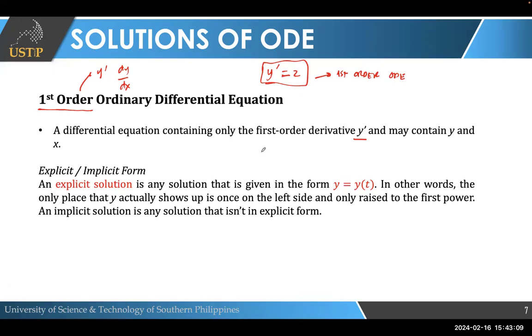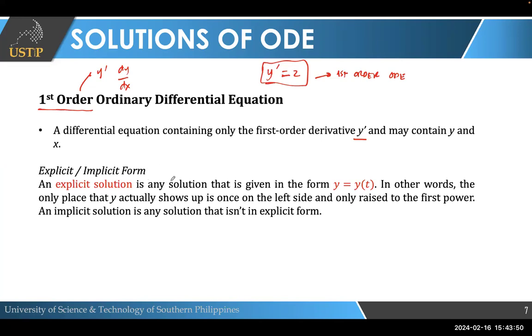Okay. Now, let's go to the explicit and implicit forms, because when we are trying to solve, you may be asked to find a general solution or a particular solution. You may be asked for a general explicit solution, a general implicit solution, a particular explicit solution, or a particular implicit solution. So how are you going to recognize that? First, we must know the definition of the explicit and implicit forms.